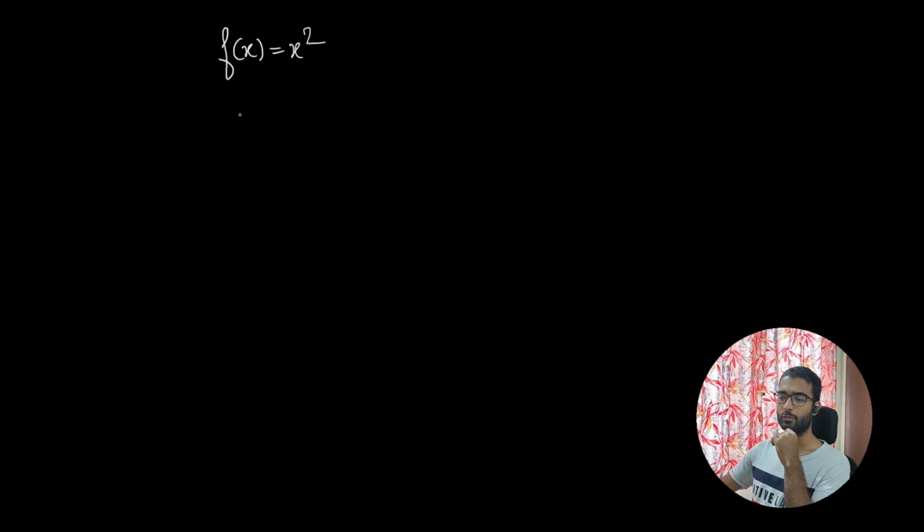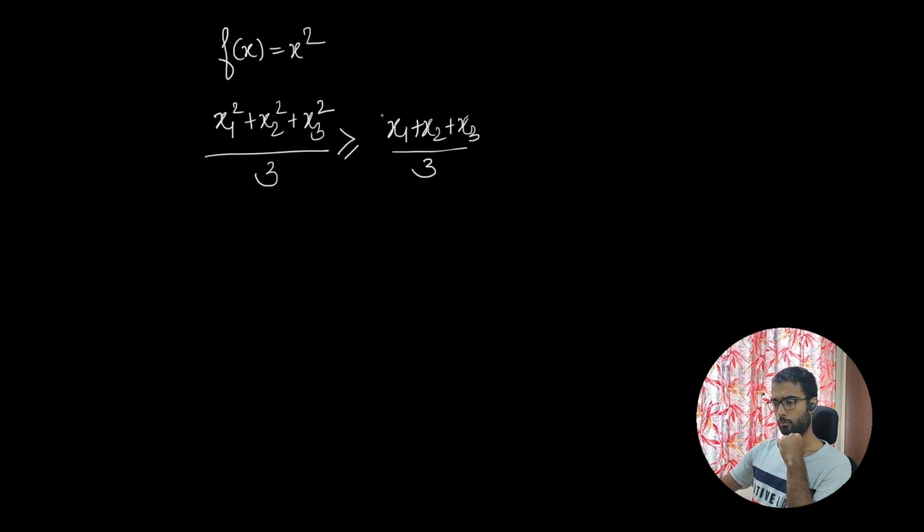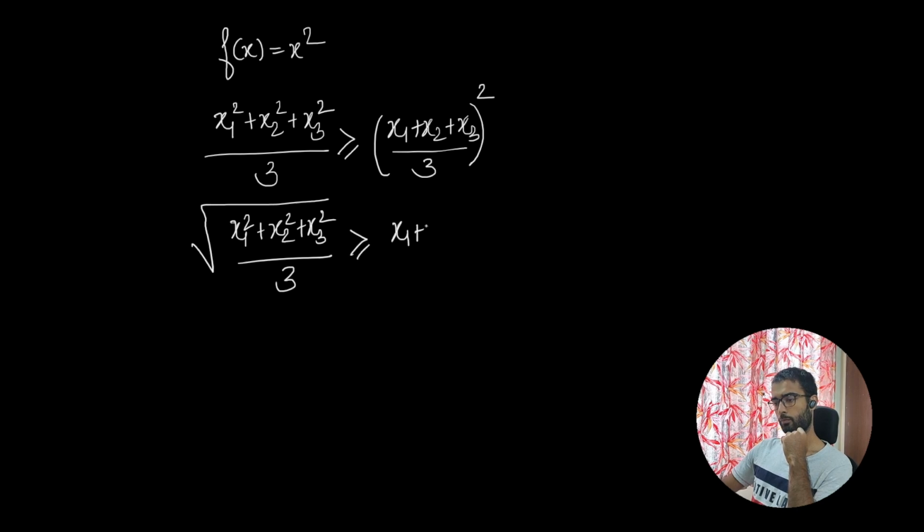Let's take f(x) is equal to x square and apply the same thing. Taking square root, what we are going to get is... and this, what we got is called RMS is greater than average inequality.